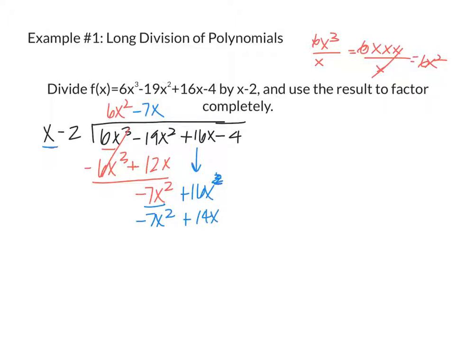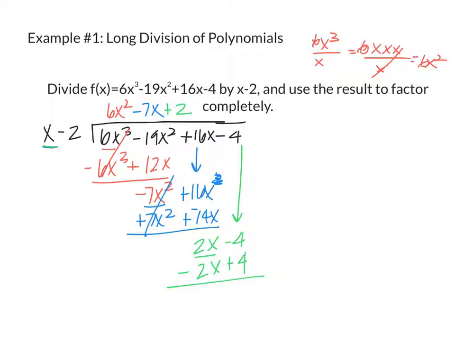Sorry, that's not a squared. Okay, change our signs. This will leave me with 2x and then drop down our negative 4. Finally, we focus on x and 2x. So 2x divided by x is 2. Then we multiply, so 2 times x is 2x, and 2 times negative 2 is negative 4. Create our opposites, so we're done. This equals 0. So when divided completely, our answer is 6x squared minus 7x plus 2.